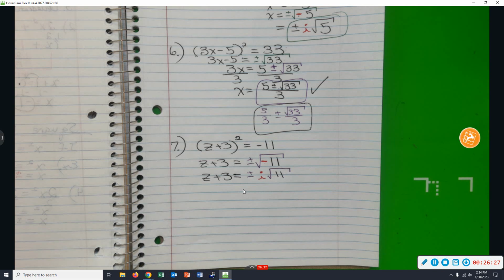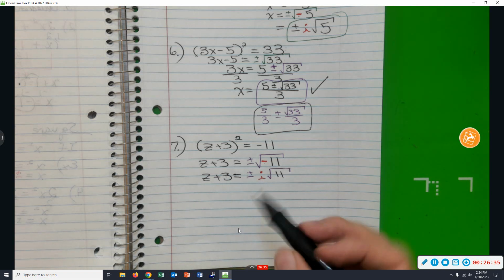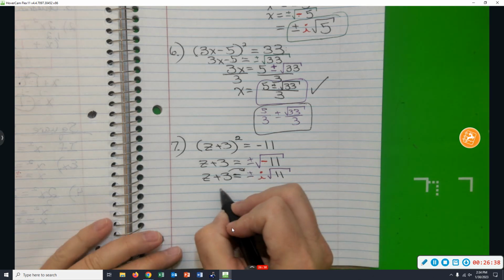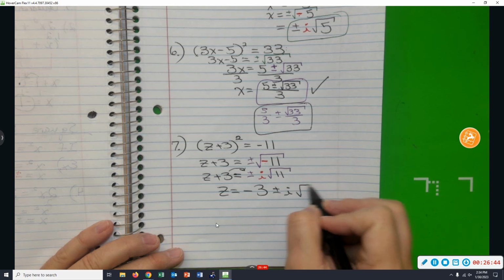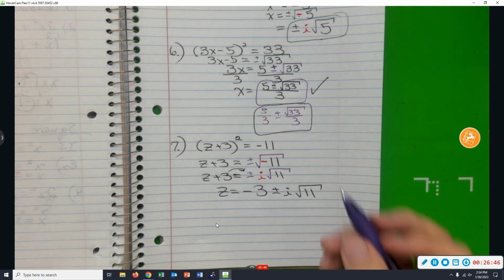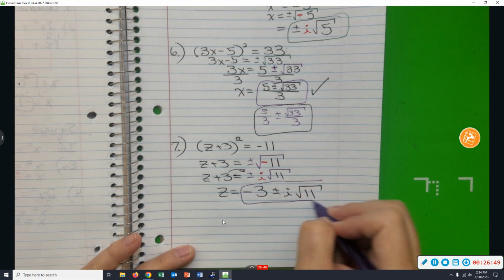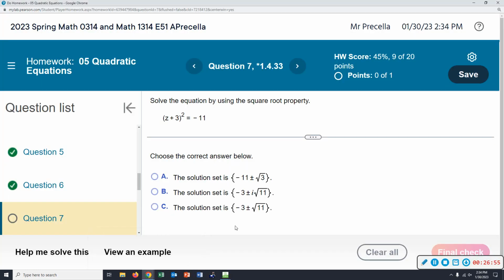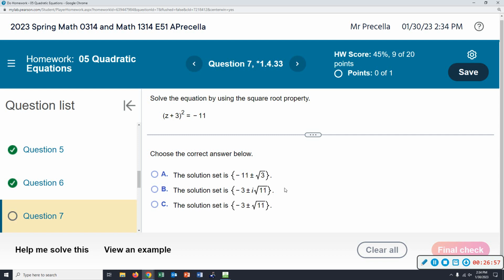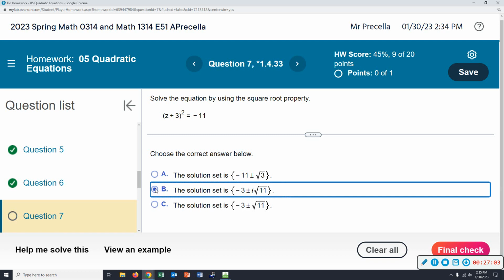You're saying that as if you're finished, but I'm not through. What do I have to do now to get z by itself? Okay, subtract 3 from both sides. That'll give us z equals negative 3 plus or minus i square root of 11. I think someone went to lunch when they were programming this way back in the day. They forgot to finish it and put the answer choice on here. But it's this one, right?